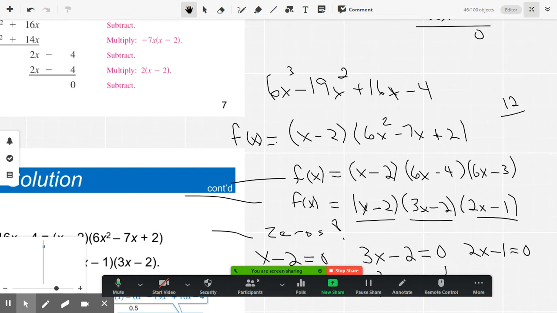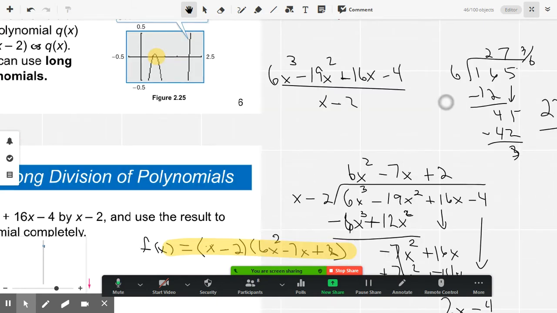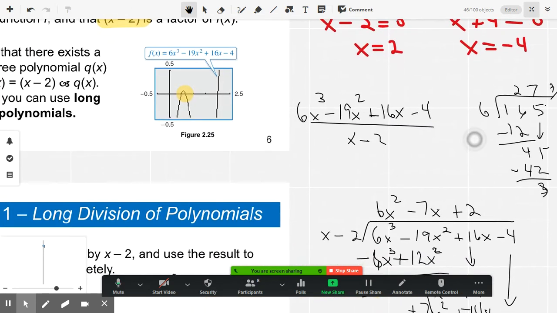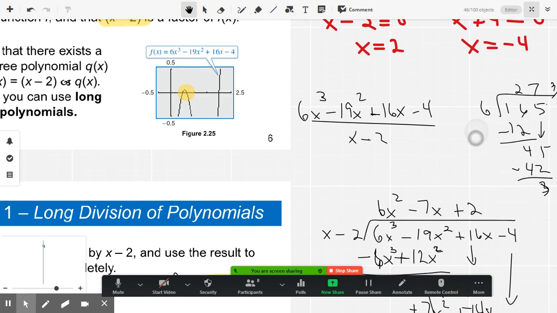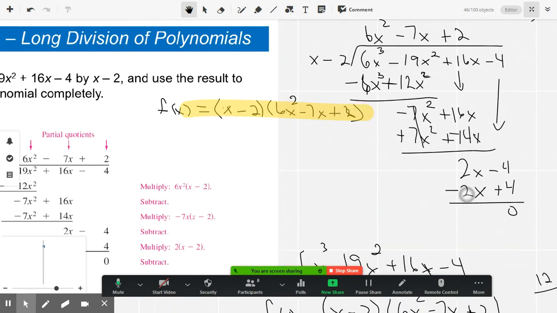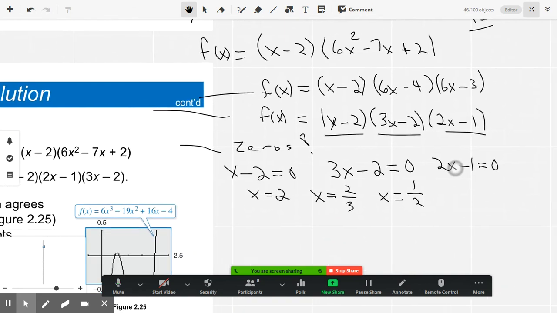So the 3 zeros, and remember, it started out as 6x cubed, so a third degree we know can have at most 3 real zeros, and this one does have 3 real zeros, which we knew from the graph way back up here that it did cross the x-axis 3 times. 1, 2, 3. It crossed at 2, and then now we've found out it crossed at 2/3 and 1/2. All right, so that's how we found out. Now, it's sort of a long way to get there, but that's what we had to do.